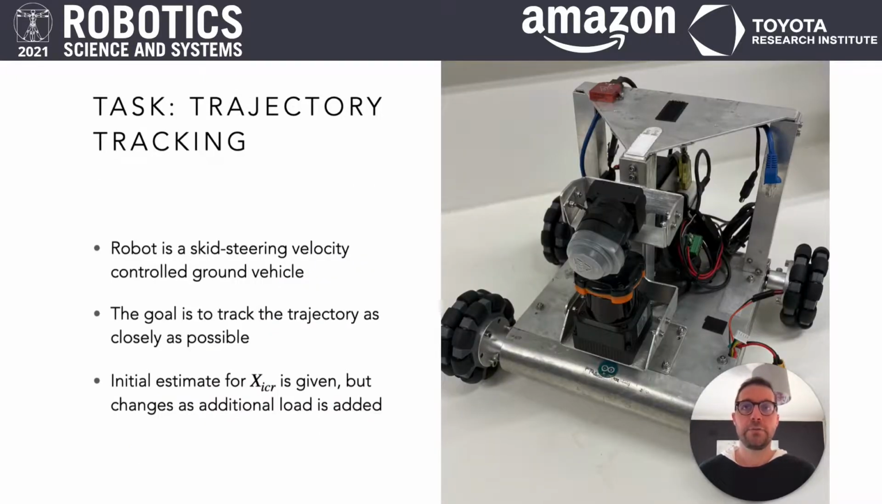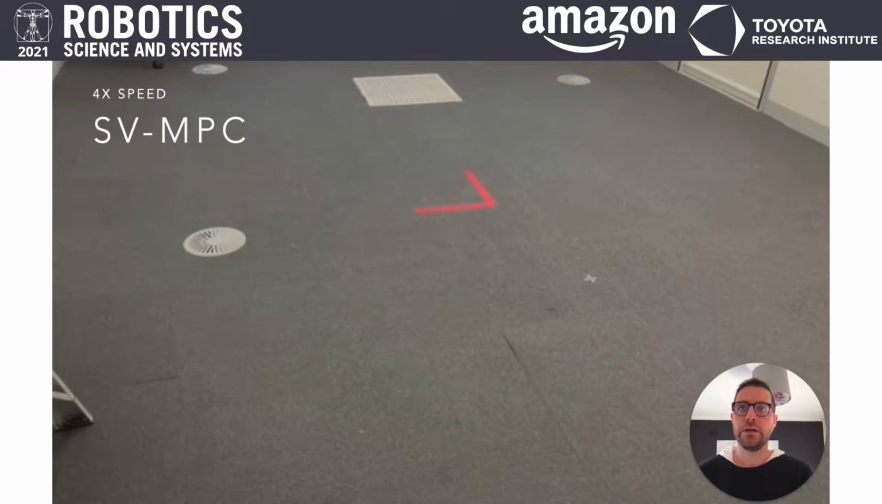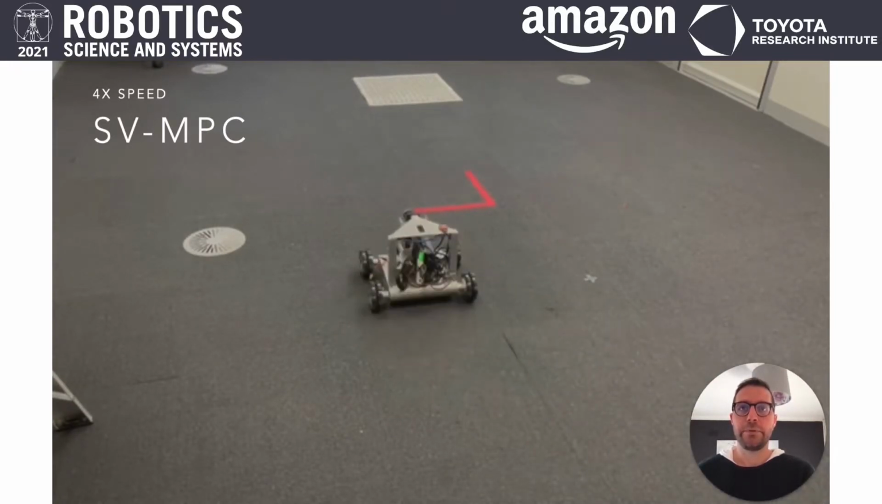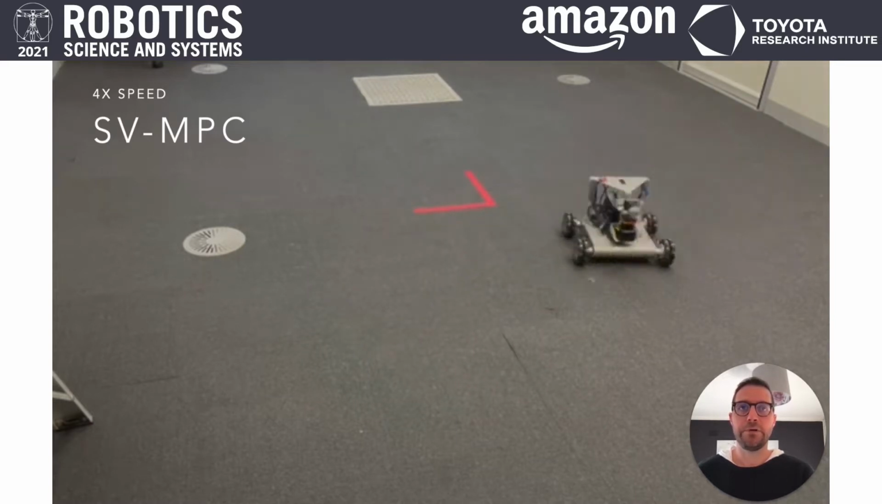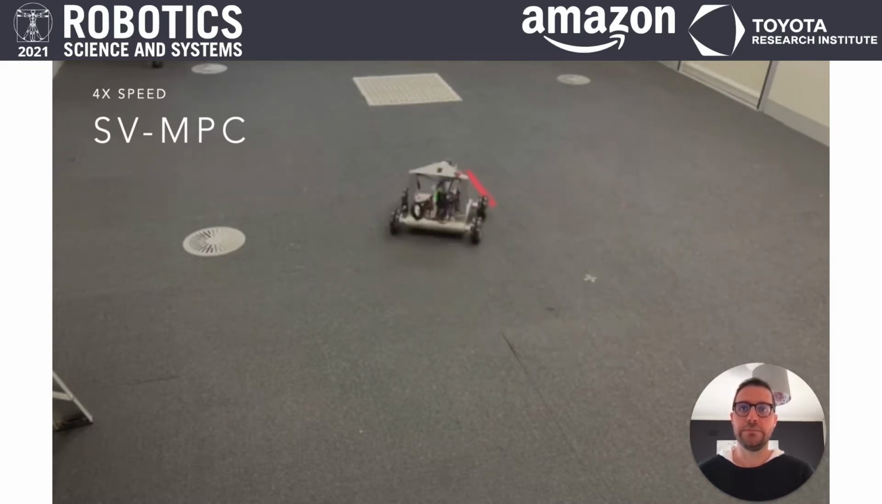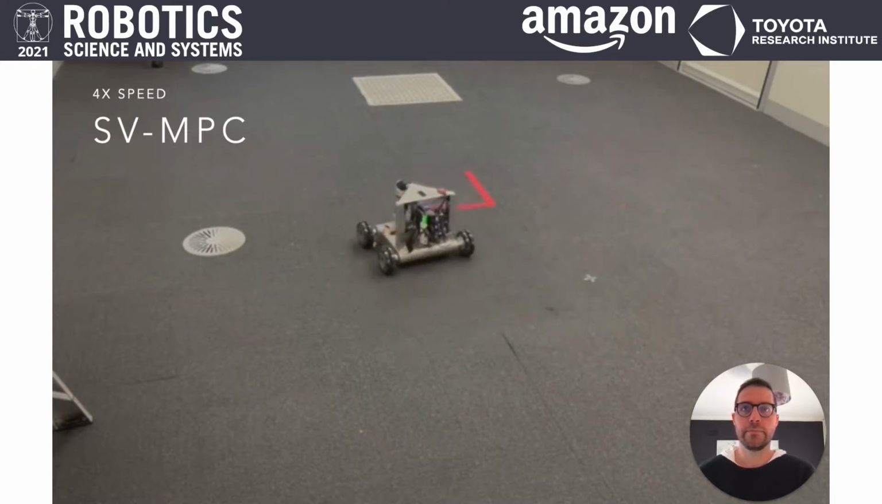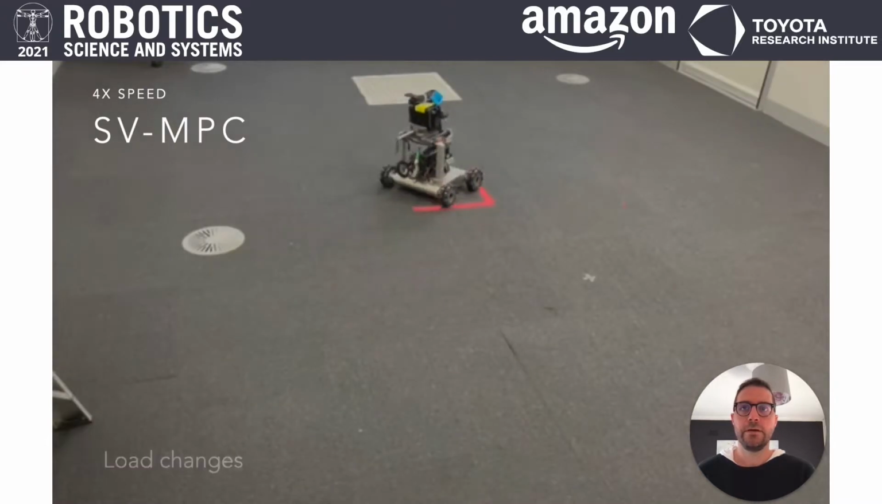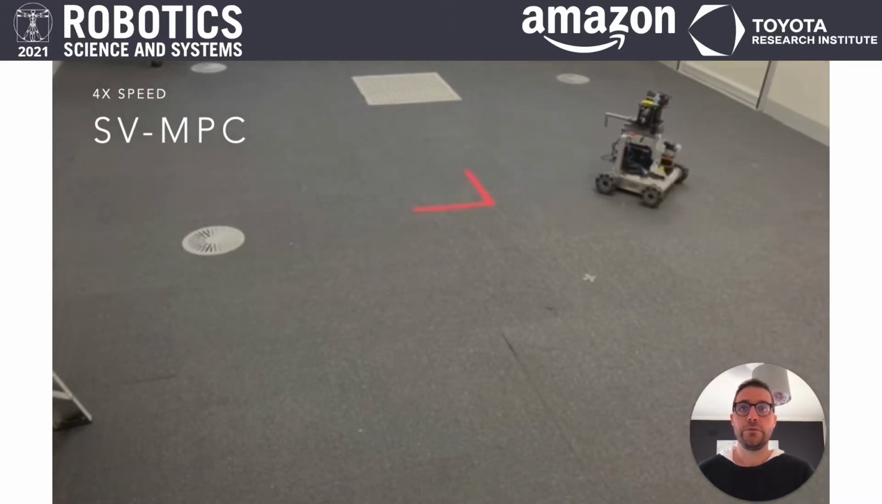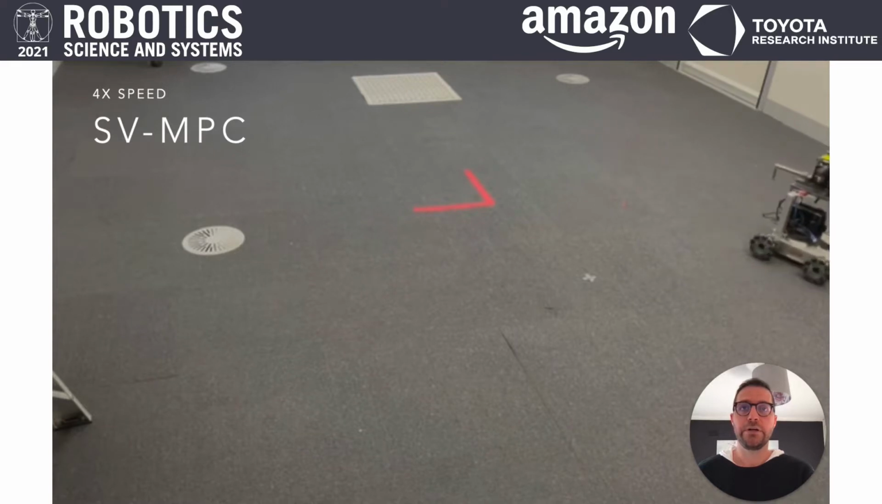The second task is to perform trajectory tracking on a skid-steering autonomous ground vehicle. As the robot is velocity controlled, the uncertain parameter in this instance is the inertial center of rotation. Similarly to the previous task, midway through the experiment, we cause a change in the dynamical model by adding extra load to the AGV. This causes SVMPC to lose track of the trajectory and reach an unrecoverable state.